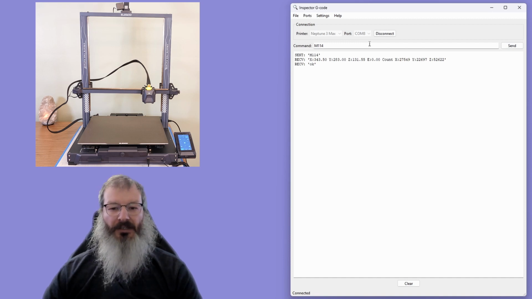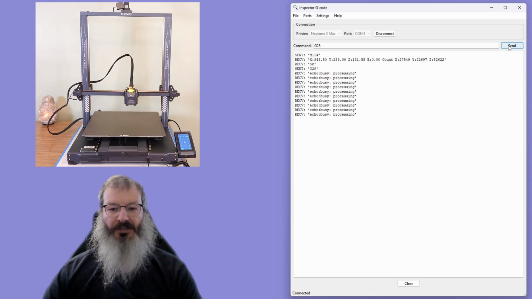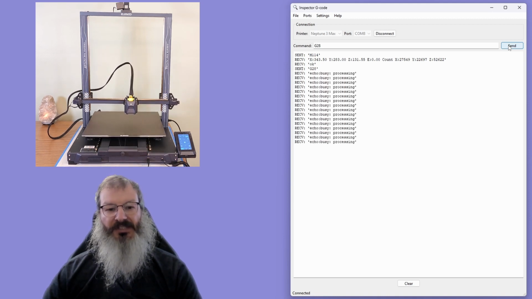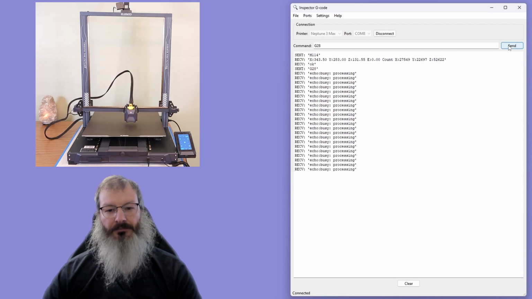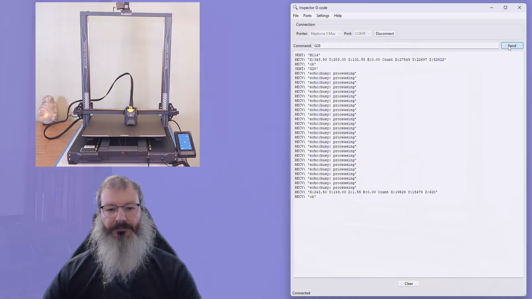For the last command, let's make the printer home. We can use the G28, or auto home, command. Unlike the previous commands, this command takes a while to complete. Until the command is finished, the printer sends out busy messages. Once the command has completed, the printer sends out two lines of information, including an OK line to let us know the command completed successfully.